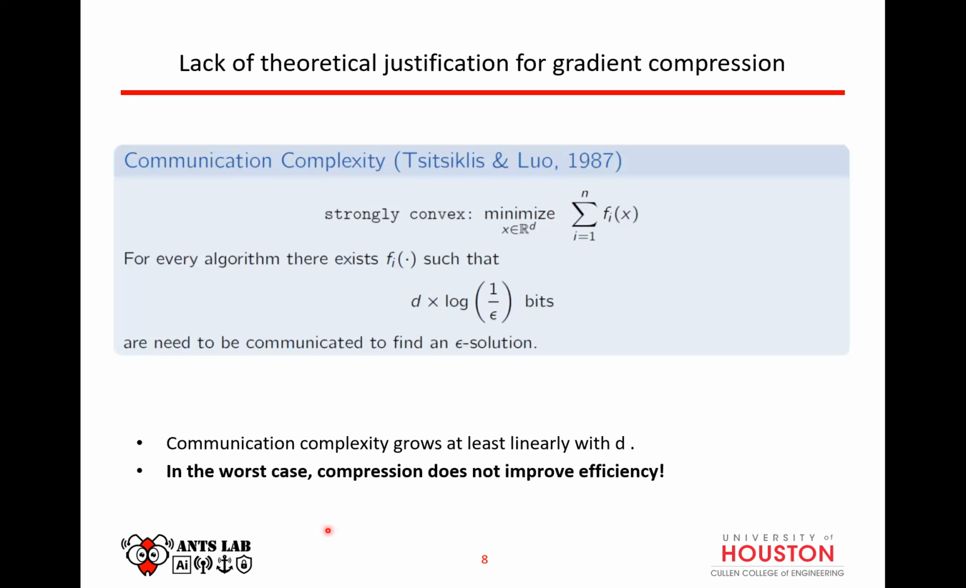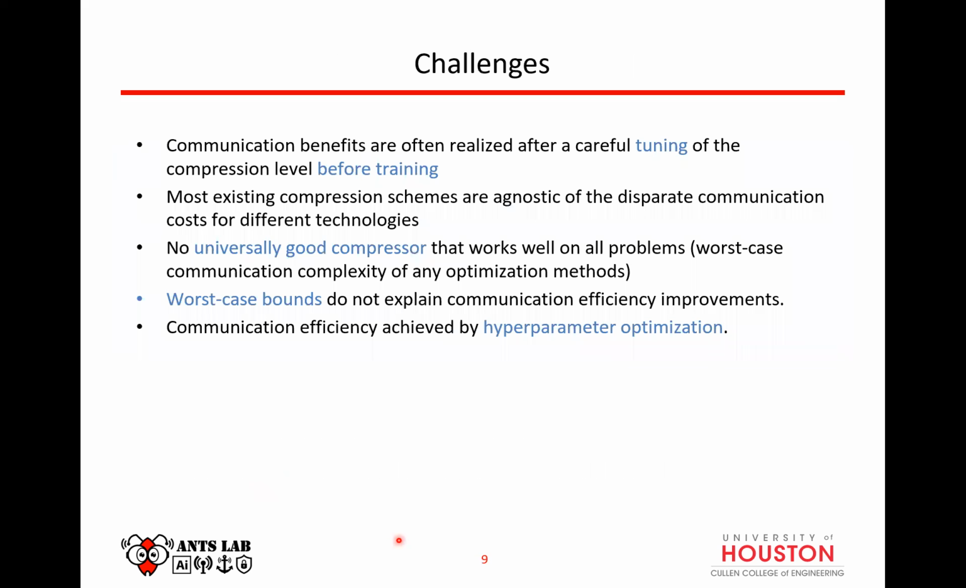Some of the challenges we see because of this is that most of the times when we perform any compression, we try to tune the compression parameter, whether we want a sparsification level or a quantization level or a pruning level, or any kind of sparsity. The compression levels need to be tuned carefully to see how much communication benefit you can avail. But typically we choose this value before we start the training. And most of the compression schemes we see are usually very generic. They're very agnostic of the different communication costs for different technologies you use.